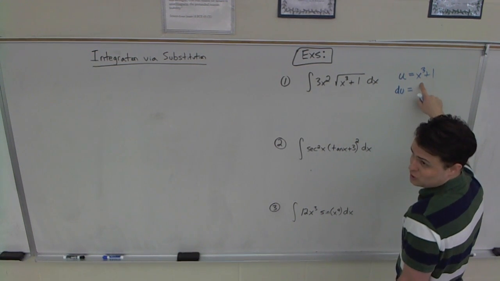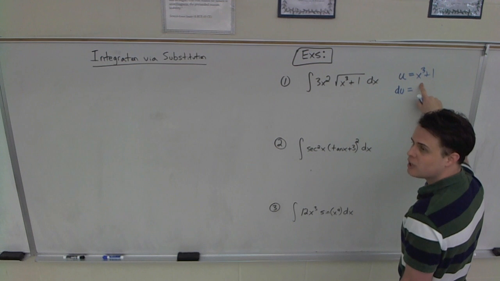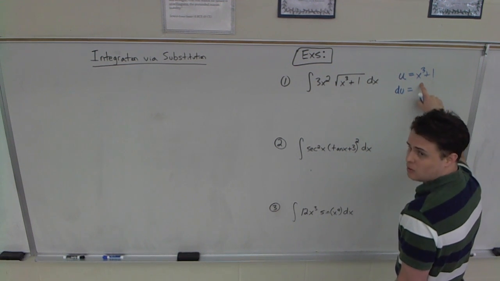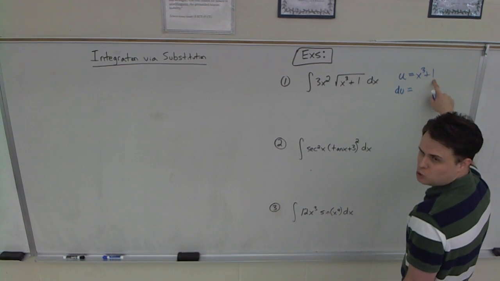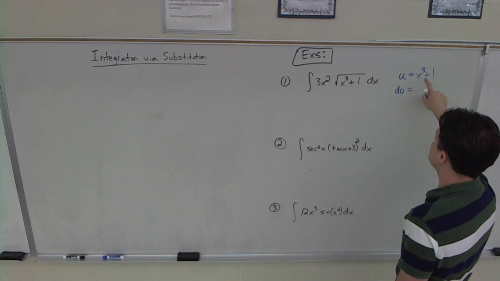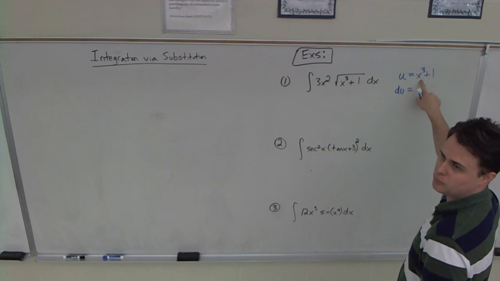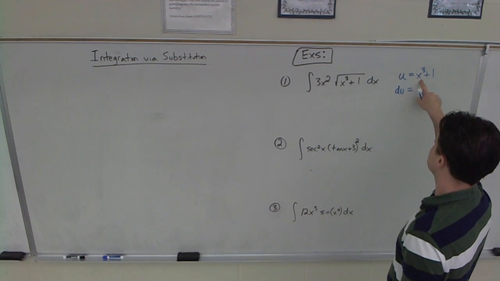If you've identified what you think is the inside, sometimes you're not going to be sure. This one's super easy to see. Sometimes you're not going to be sure. Guess. Think, well, maybe this is what U should be. Maybe this is the inside. Then just look at that and do the differential. Take the derivative. So what's the derivative of that?